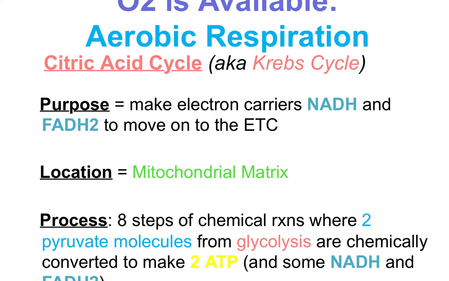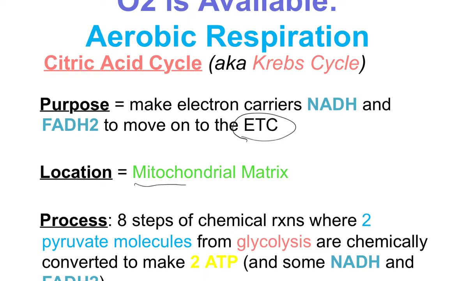All right, so when oxygen is available, aerobic respiration occurs. Now, we call this the citric acid cycle. I used to call it the Krebs cycle because I'm old, but apparently now it's called the citric acid cycle. But its main function is to make electron carriers. Remember that NADH and also FADH2. And basically, these guys are going to move to the electron transport chain.